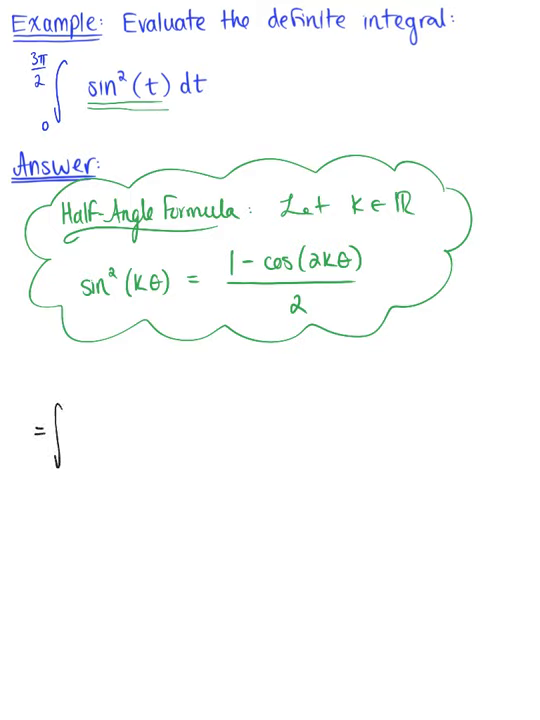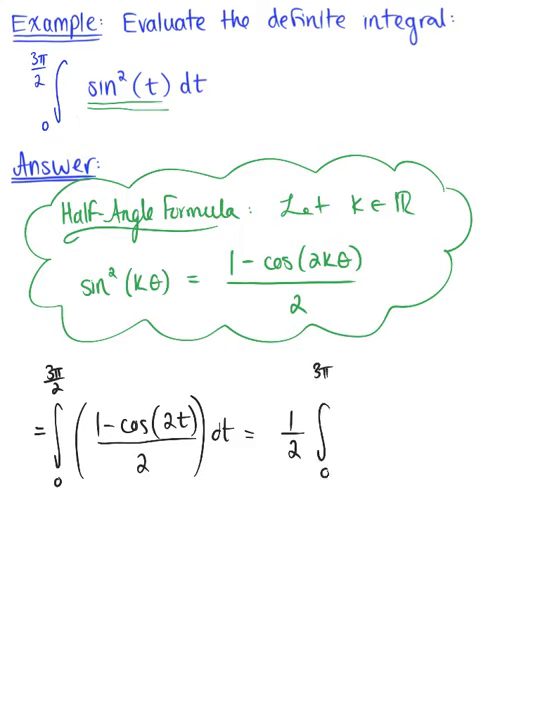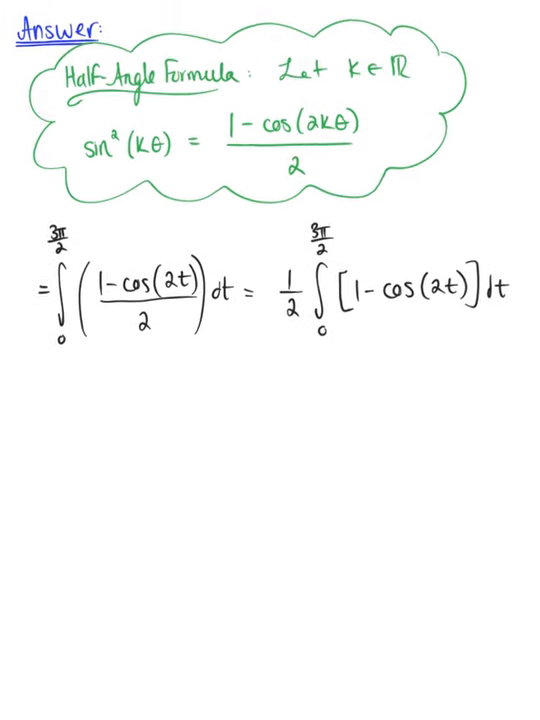So we can rewrite this as the definite integral from 0 to 3π/2 of (1 minus cosine of 2t) divided by 2 dt. I'm going to pull this constant 1/2 out in front. So we have 1/2 times the definite integral from 0 to 3π/2 of 1 minus cosine of 2t dt. And now we're ready to go ahead and integrate.